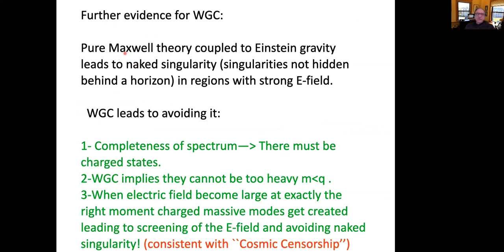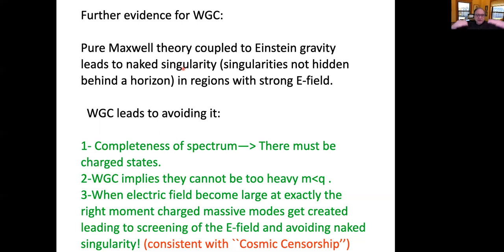If you consider pure Maxwell theory coupled to gravity, so that means take a U(1) electromagnetism, but suppose we lived in a universe which had no electric charged objects, just Maxwell theory and the graviton. Then what you find is that you can find configurations of gravity and electric field such that when the electric field becomes strong, you develop a naked singularity. You develop a singularity which is not behind an event horizon. And these are called naked singularities.